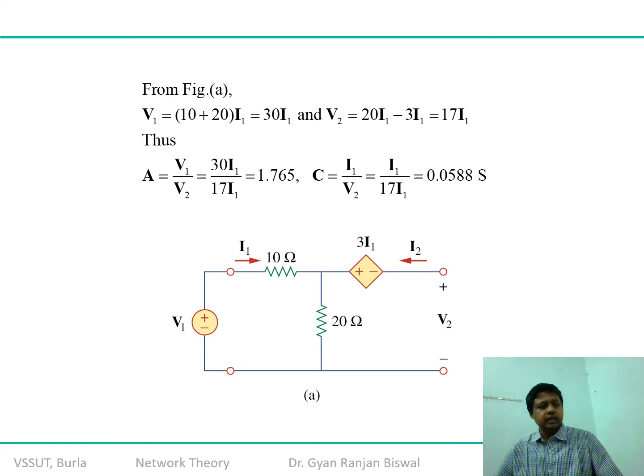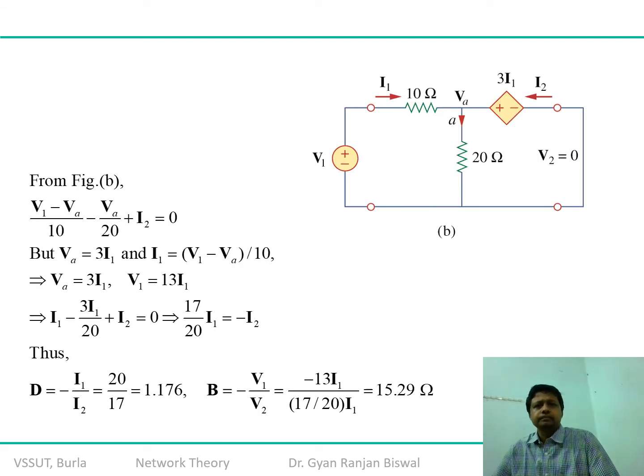In that case, you can write down the first equation itself. Because the next mesh is open, it is a single mesh. You can write down a standard equation: V1 is equal to 30 I1. And V2 is equal to 20 I1 minus 3 I1, where 3 I1 is the additional drop. So that is 17 I1. From here, A is straight away 30 by 17, whereas C is 1 by 17. A is dimensionless, right?